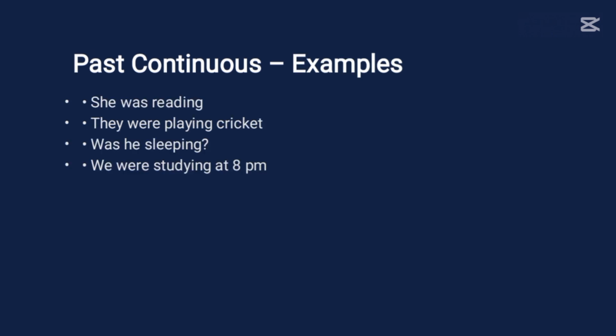Examples of past continuous are: the first one is she was reading, the second one is they were playing cricket, the third one is was he sleeping, the fourth one is we were studying at 8 p.m.